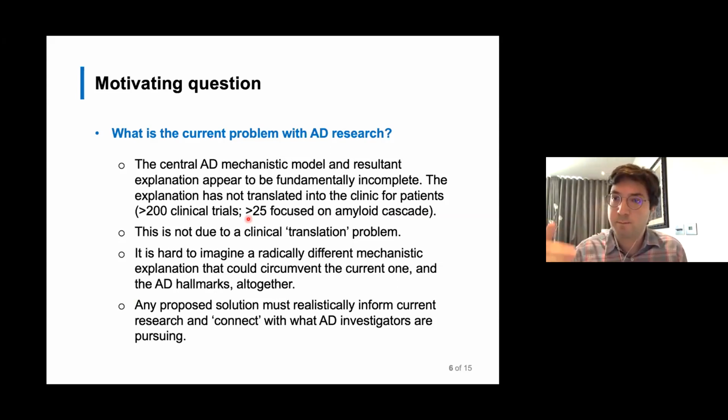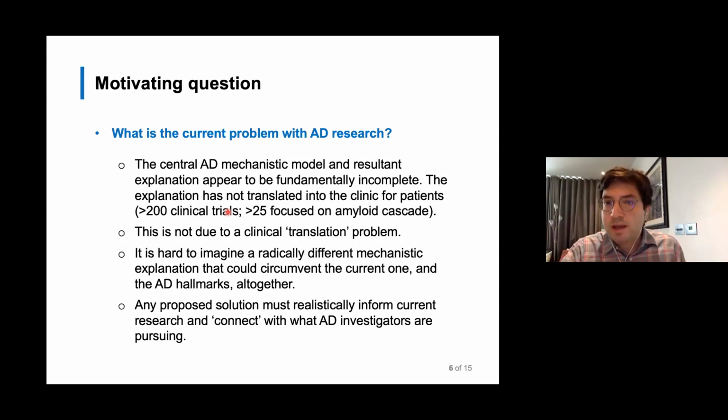So this is not a bench to bedside issue. In fact, all the predictions of the explanation are being carried through all the way to the clinic. So it's not a translation issue. It's also very difficult to imagine an entirely different mechanistic explanation that would circumvent the amyloid explanation. Even if we could imagine them, and there's no limit to what perhaps we can imagine. There's a limit, but of course the scope is quite wide.